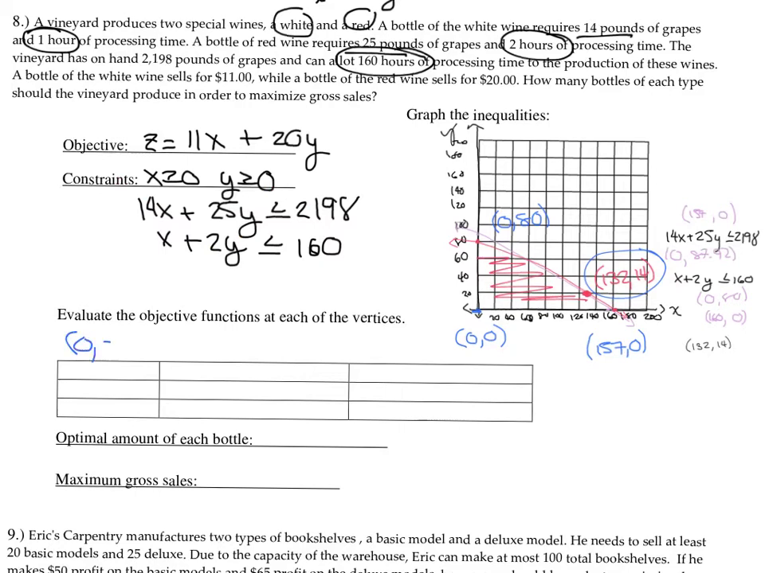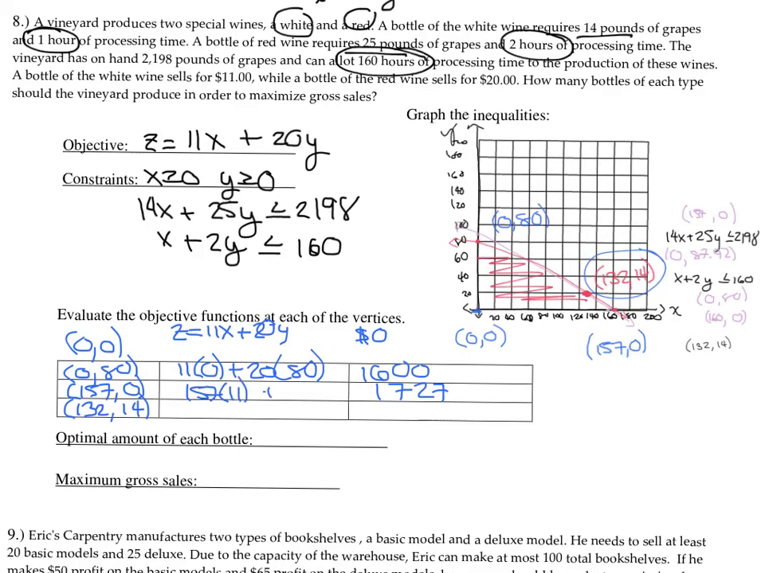So we have 0, 0; 0, 80; 157, 0; and 132 and 14. We're going to substitute those into z equals 11x plus 20y. For 0, 0, we're going to get 0 for the profit. Then when I substitute 11 times 0 plus 20 times 80, I get 1600 for the profit. 157 times 11, I'm going to get 1727, because I did 157 times 11, and then plus 0. And then we have 11 times 132 plus 20 times 14.